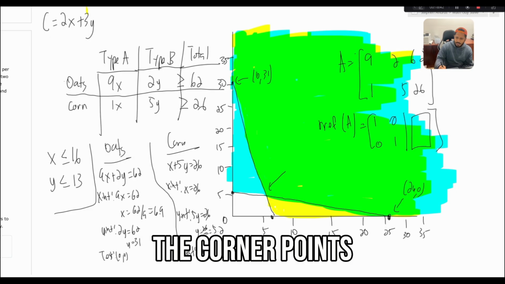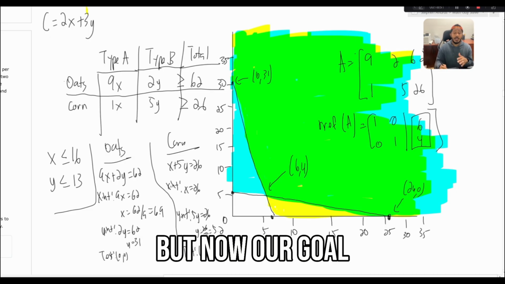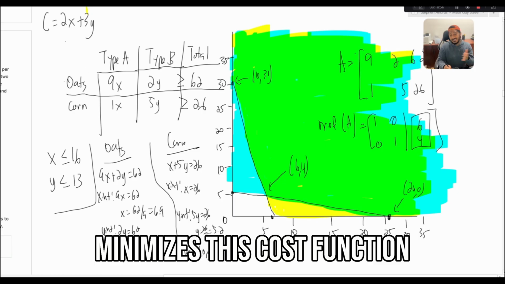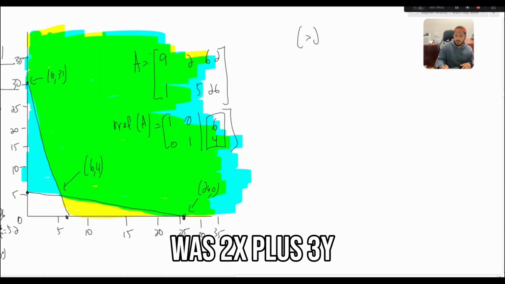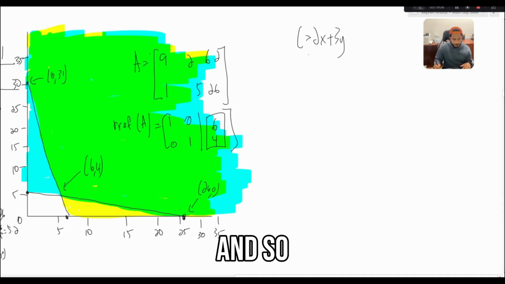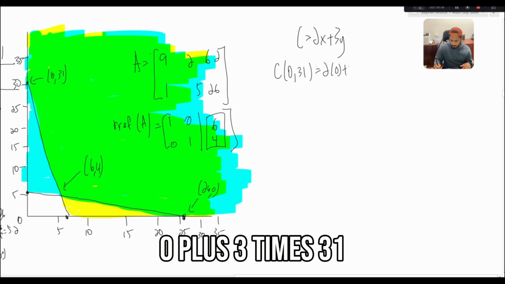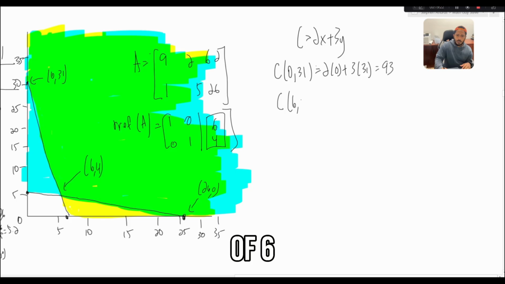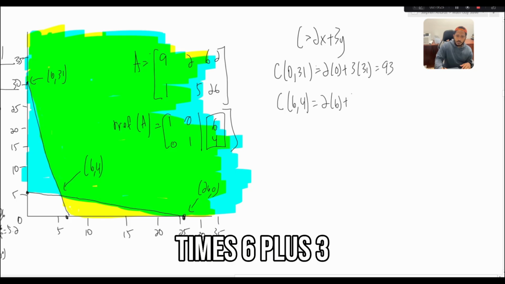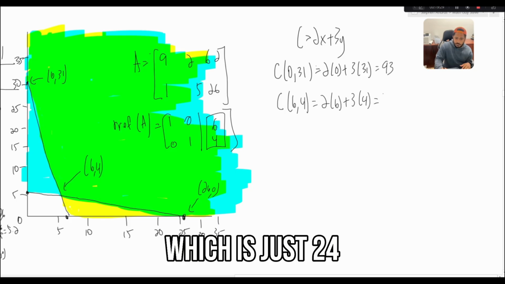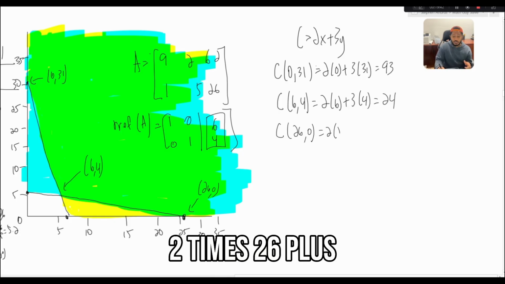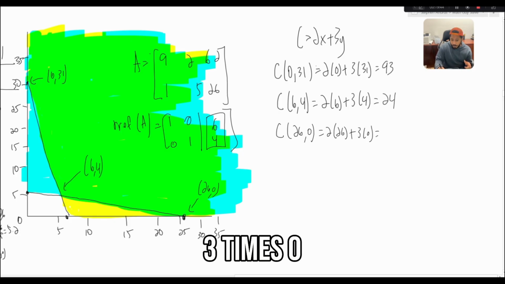And press enter. We'll see we get that identity matrix, as well as that 6, 4 is where they meet up. So we found all the corner points of our solution set, but now our goal is to find which one of these optimizes, in this case minimizes, the cost function that we started with. Our cost function was 2x plus 3y, so which one gives me the minimum? First let's find C of 0, 31. That'd be 2 times 0 plus 3 times 31, which is 93. We find C of 6, 4. That'd be 2 times 6 plus 3 times 4, which is just 24. And then C of 26, 0 is 2 times 26 plus 3 times 0, which is 52.